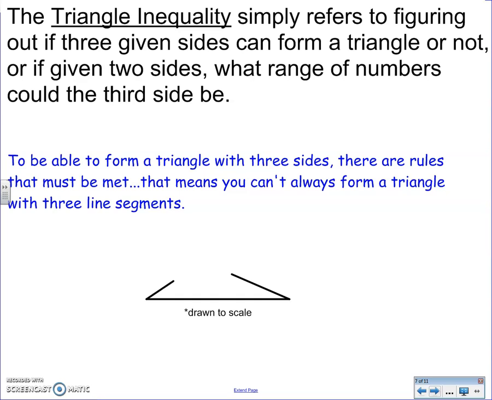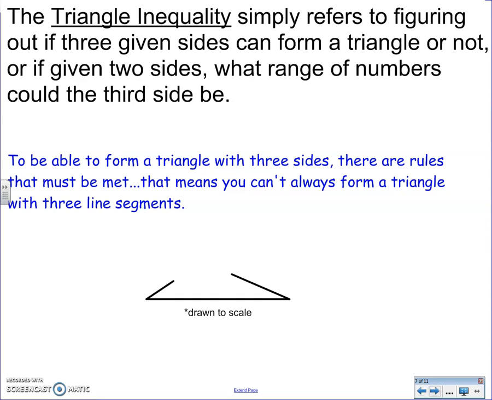That basically helps us figure out if 3 sides that they give us can form a triangle or not. That's one case. Or the second case is if given 2 sides of a triangle, what range of numbers could the third side be? So in blue right here, something important. It says to be able to form a triangle with 3 sides, there are rules that must be met. That means you can't always form a triangle with any 3 line segments.